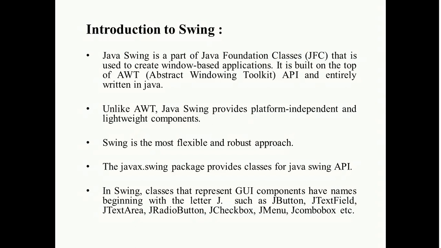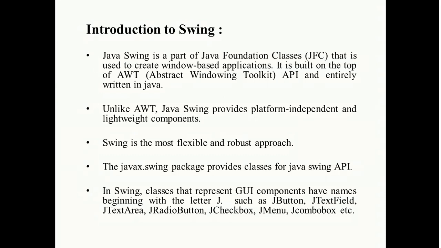The javax.swing package provides classes for the Java Swing API. For the Swing API, the javax.swing package is used in programming. In AWT, we use the package import java.awt.*. But for the Swing API, the javax.swing package is used.